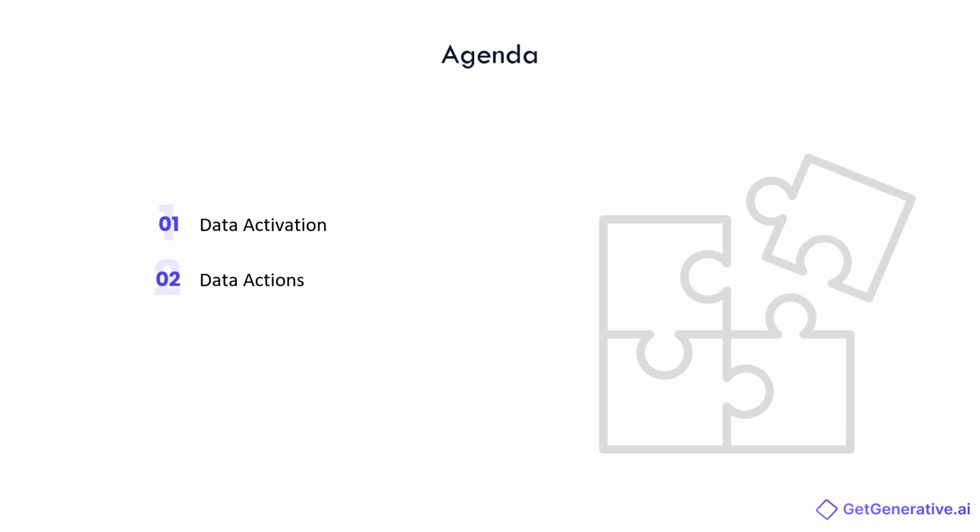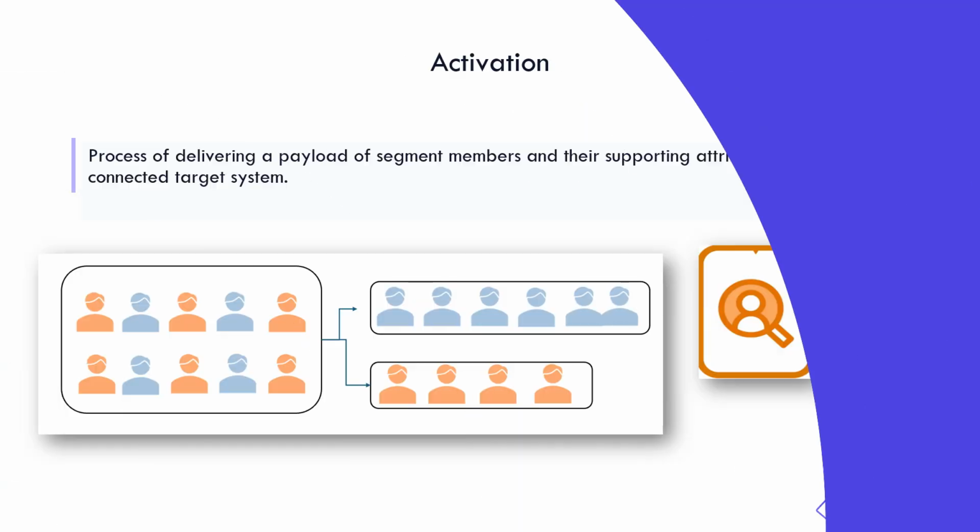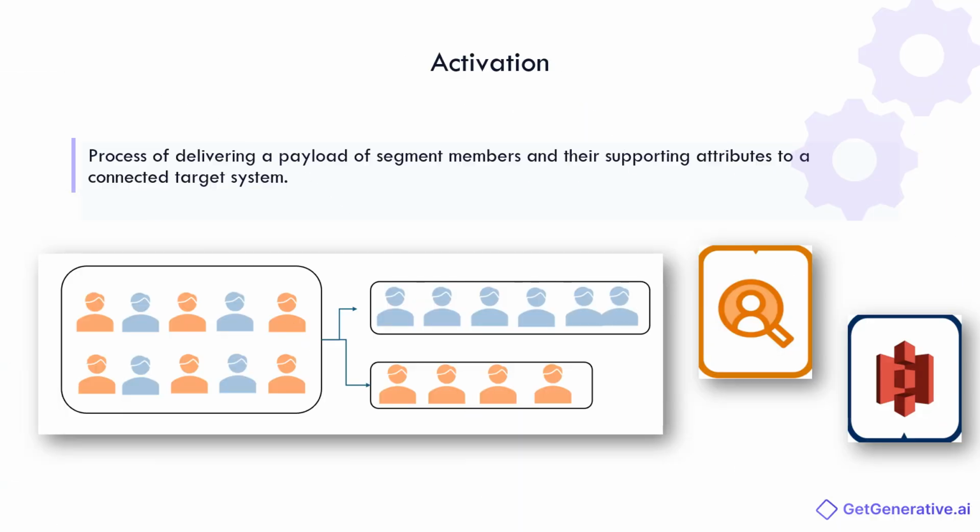We're going to look at two things: data activation, and data actions, which is another criteria, where we take an action on the data, but we don't send all the data together. What exactly is activation? It is the process of delivering a payload of segmented members and their supporting attributes to the connected target system.